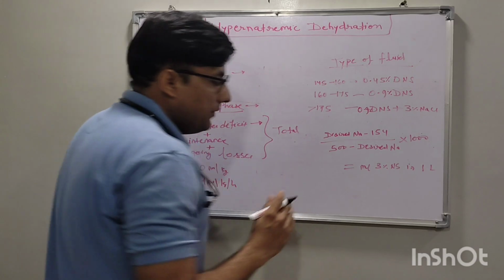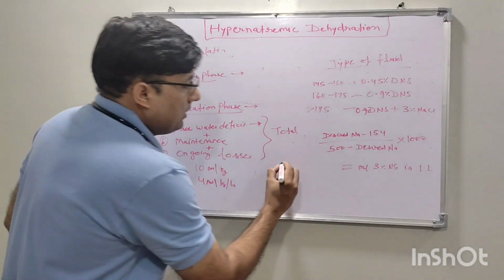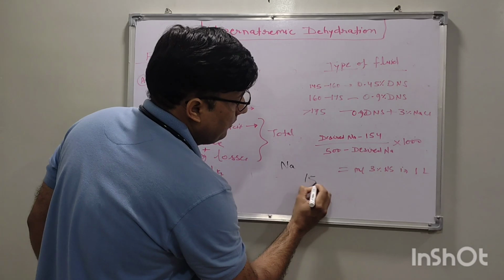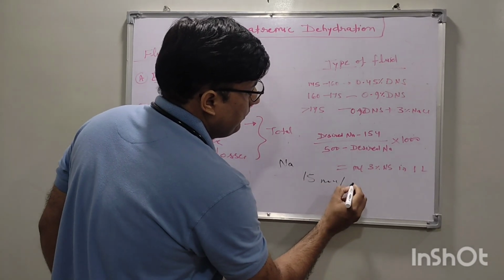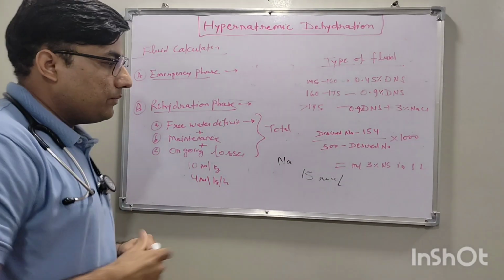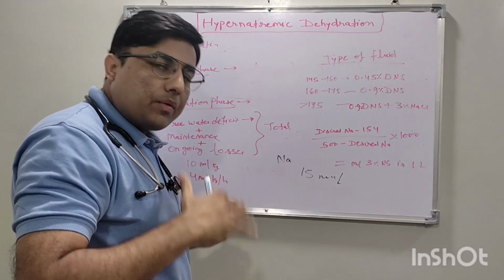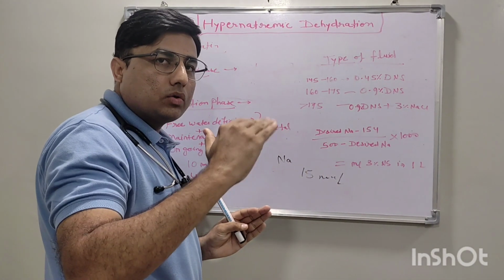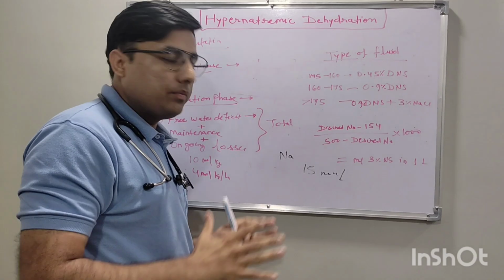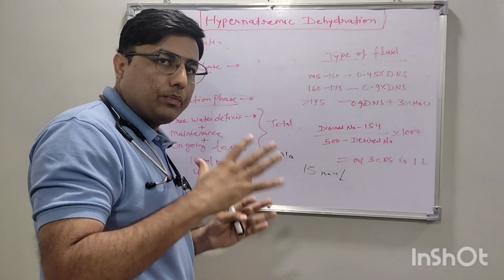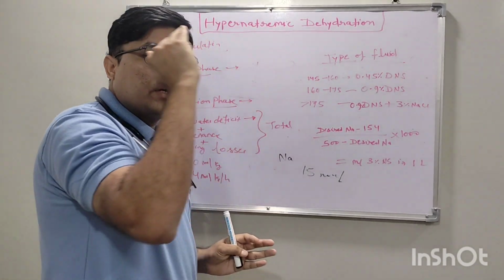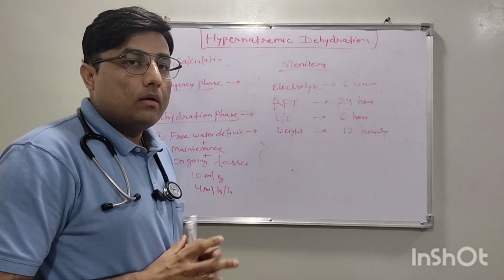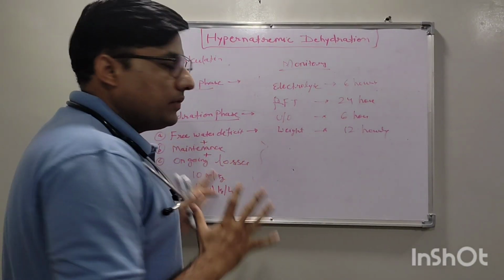Because in any fluid, the sodium concentration should not be less than 15 milliequivalent per liter compared to the serum. If it is less than 15 milliequivalent per liter, then sodium correction will be rapid and that will cause complications.